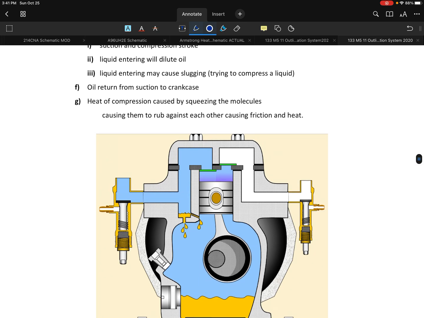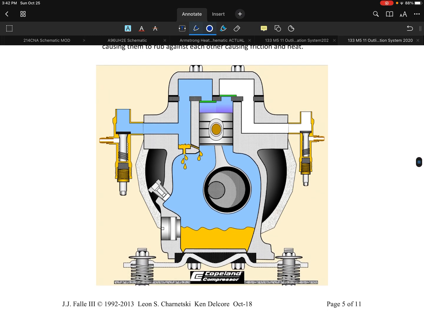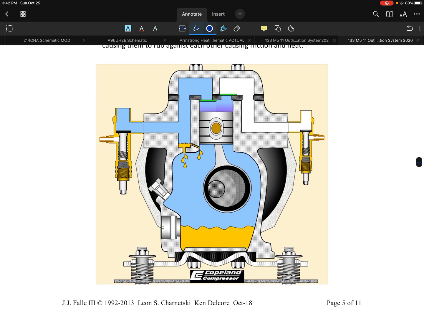So we're going to identify those parts and pieces. First of all, the crankcase. The crankcase is actually going to be this piece over here, or this whole space that's inside of there.